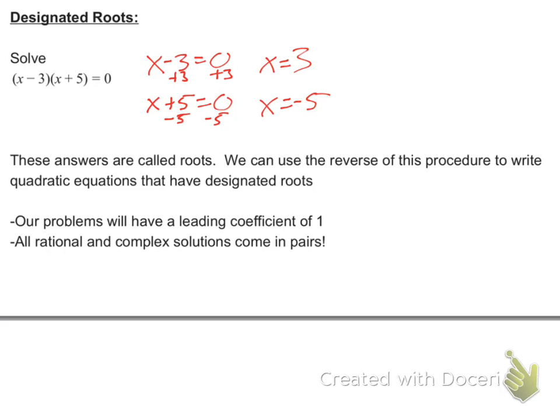Also, all rational and complex solutions always come in pairs. Why? Because when you're solving for x and you take a square root, what always is there? Plus and minus. And when you have complex solutions, as in i, you always have its partner negative i. You get those because we're square rooting again. Okay? Any questions to this?